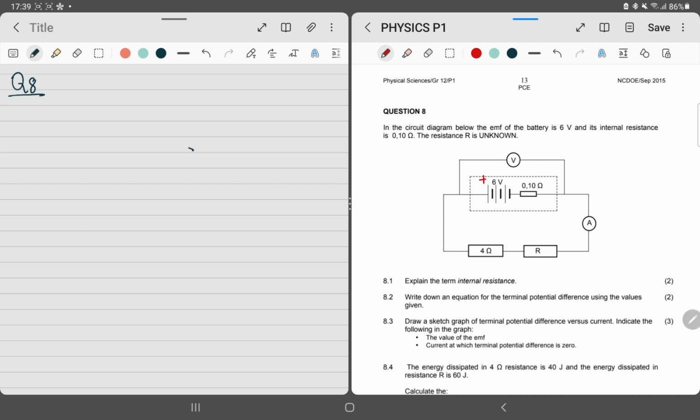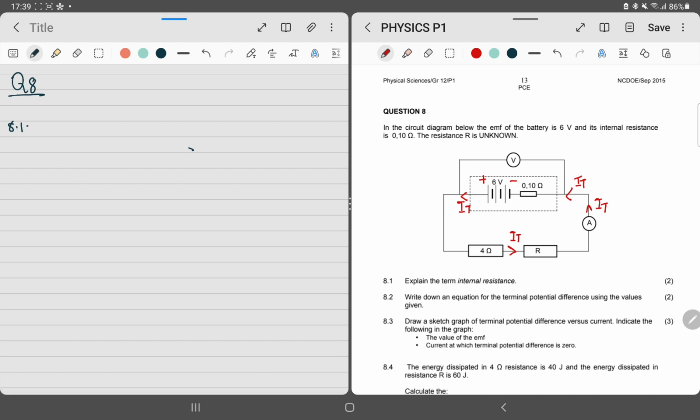This is the positive, this is the negative. The total current will flow in this direction. Since the 4 ohm and R are connected in series, we'll have the total current flowing through both of them. Total current there, and then the current will go inside of the battery.